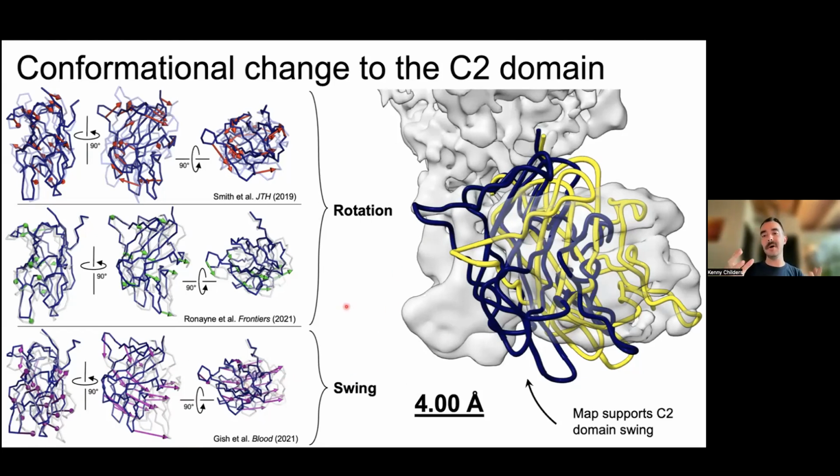We were able to see this by expanding our refinement. We went to a general non-uniform refinement, and we brought it up to about 4 angstroms. And we can see that when we do that, the C2 domain actually swings out from the rest of the factor VIII molecule.